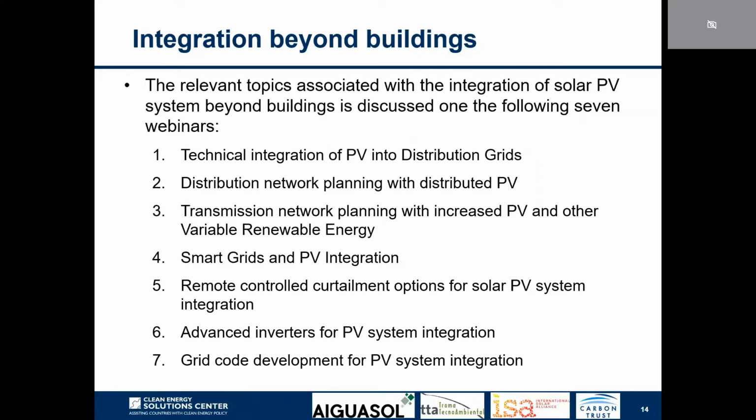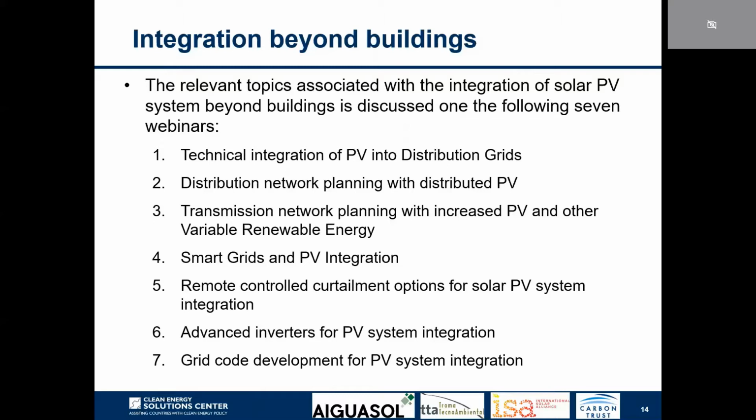So the relevant topics covered by module number 4 are listed here. Apart from this first introductory webinar, we have prepared 7 different webinars. The first one deals with the technical integration of photovoltaic systems into distribution grids. Second one, the planning of distribution networks, what aspects need to be considered in the planning of distribution networks when we want to integrate PV systems. Webinar number 3 is a similar approach, but to transmission networks. What would be the challenges? What would be the strategies to achieve increased PV penetration into transmission networks?